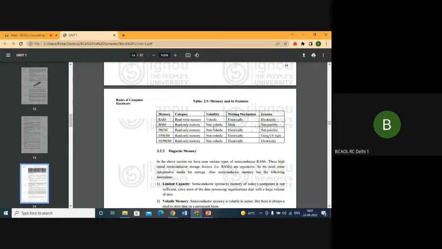PROM is the same thing, but here in PROM you write electrically, and erasure is not possible. Once programmed, you cannot rewrite it. But EPROM, you can electrically write, but erase using UV light, and EEPROM you can both electrically write and erase. E squared PROM, that means.